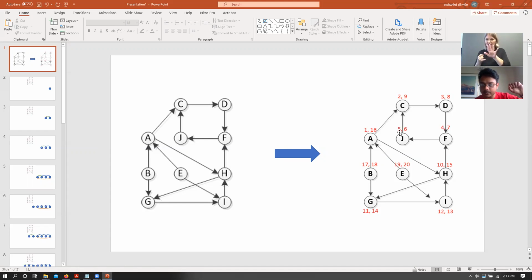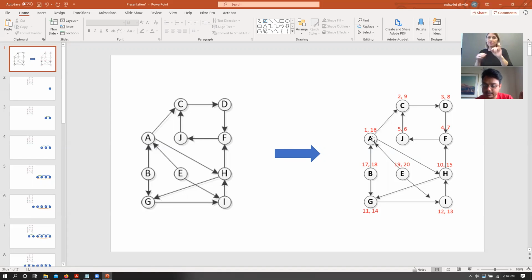Once we get to J, C is already visited, right? So now we need to pop out of this particular stack call, and the post-visit number of J becomes 6 because we are done with J. It comes back to F. F has no other children, so the post-visit number of F becomes 7. And it moves back all the way to C, where D has a post-visit number of 8 and C has a post-visit number of 9.